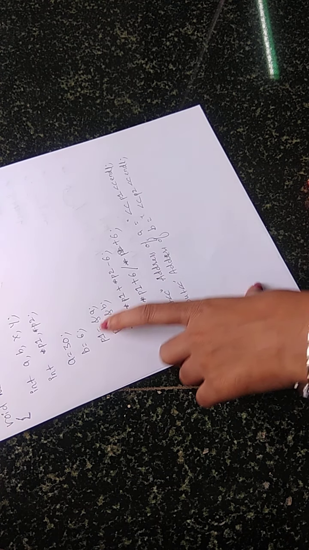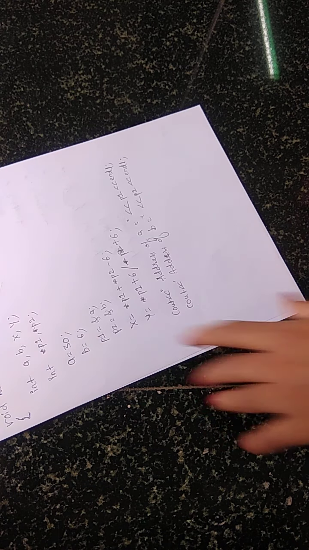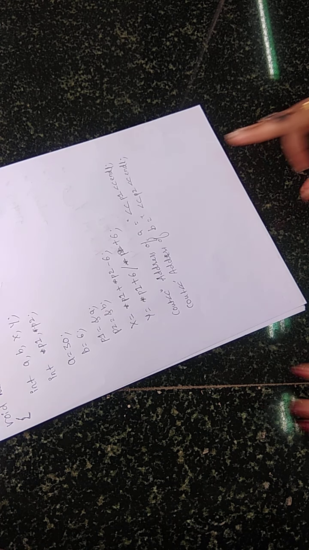Address of A is stored in P1. The address of B is stored in P2. So the address of A and B will be displayed now. Then next, we'll print the value of A and B.